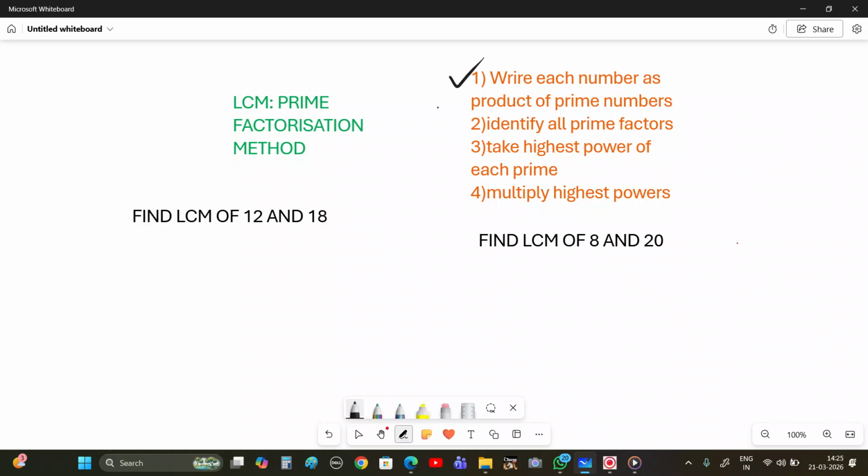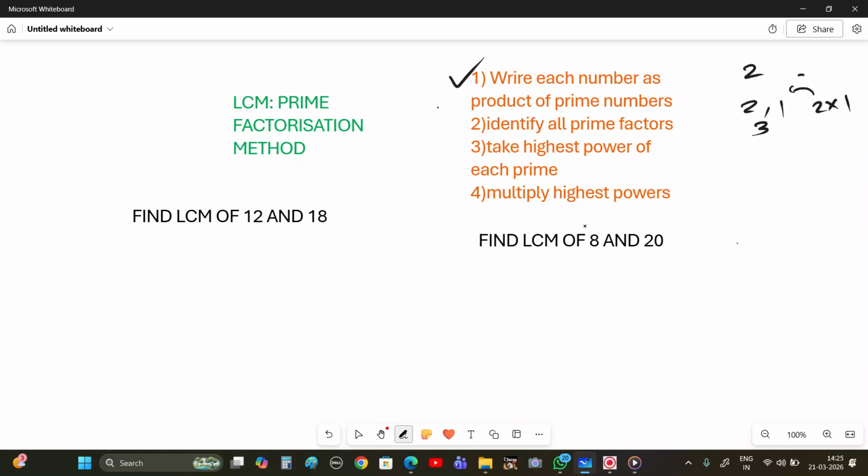The first step is to write each number as a product of prime numbers. I hope you know what prime numbers and composite numbers are. Prime numbers are the numbers that have only two factors. One factor is 1 and the other factor is the number itself. For example, 2. 2 is a prime number, right? Which are the factors of 2? The factors of 2 are 2 and 1. 2 times 1 is 2, right? So the factors of 2 are 2 and 1.